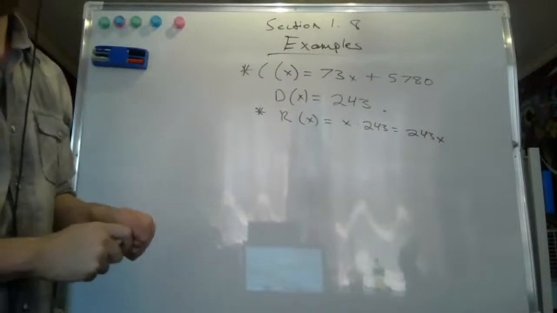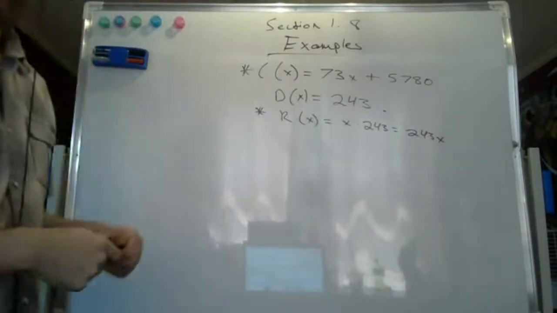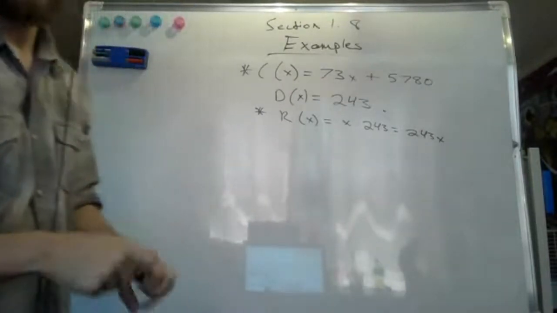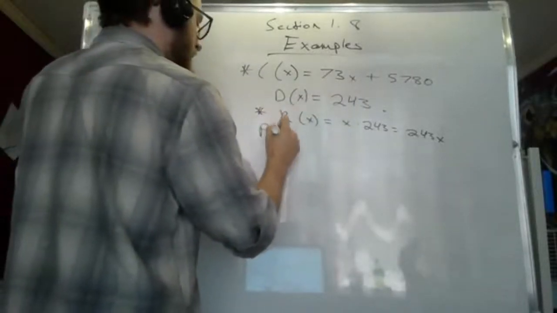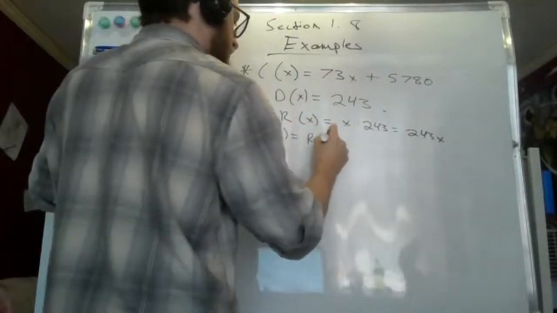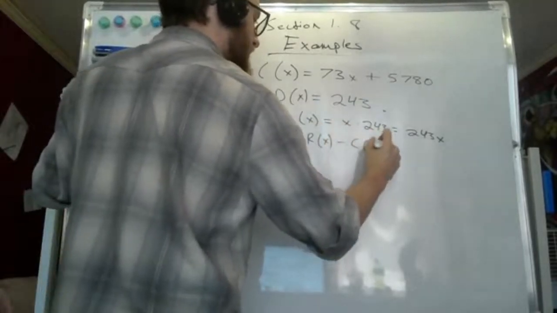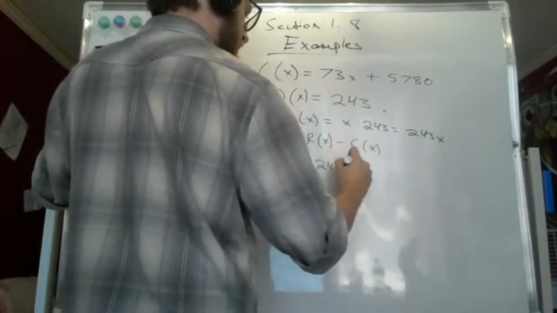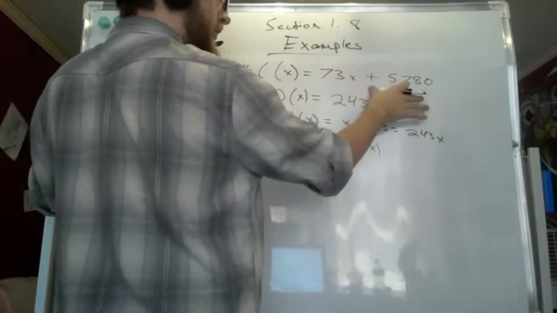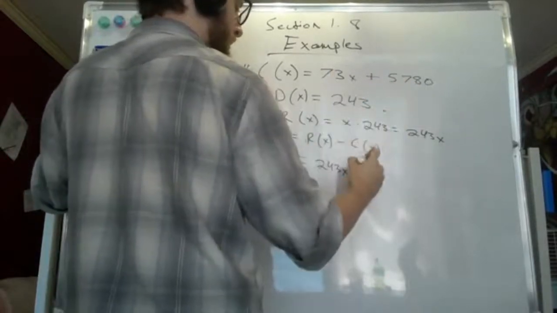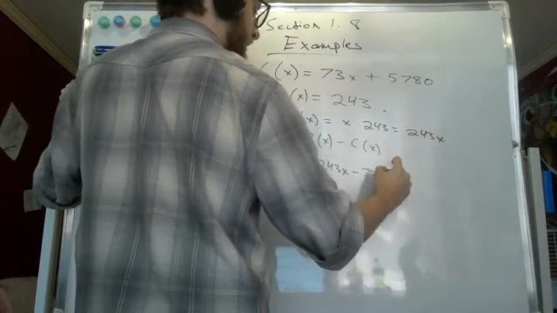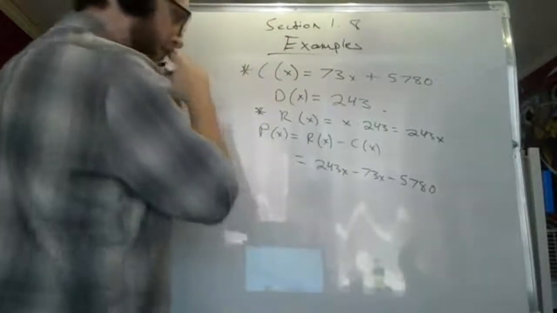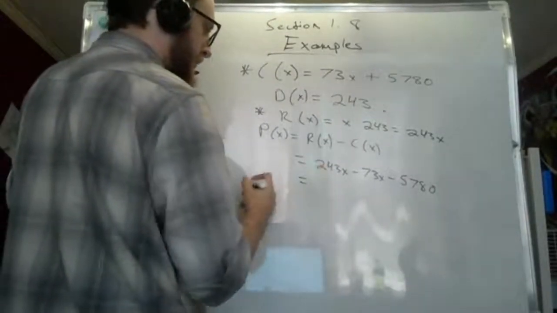So next, the question is asking us for what is the profit function and what is the break-even point. So remember, what is profit? Profit is revenue minus cost. So in this case, I'm just going to write my revenue function, 243x. I'm going to subtract my cost function, so remember to distribute this negative up here. So negative 73x minus 5,780.